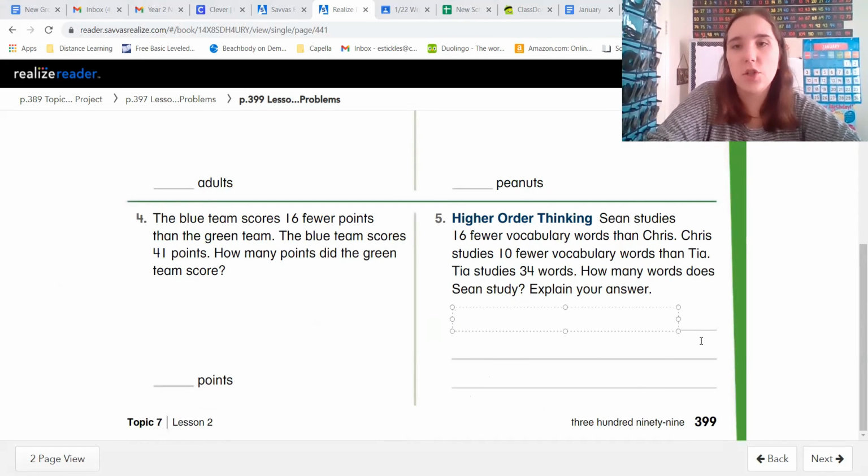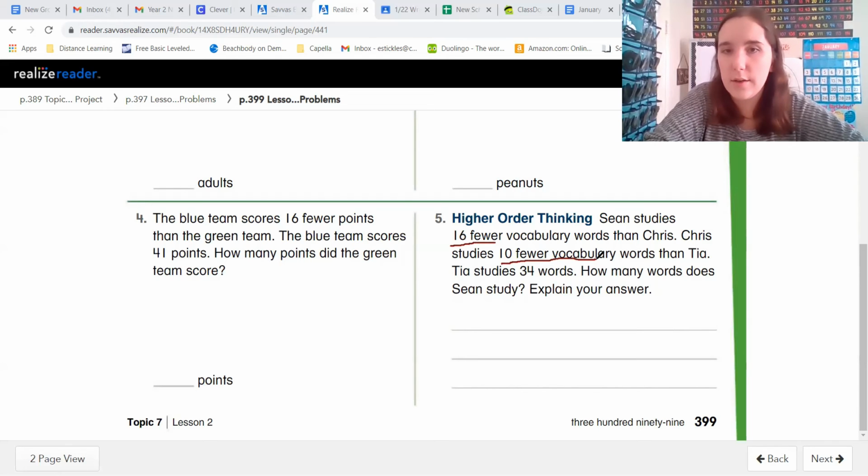Okay, number 5 says Sean studies 16 fewer vocab words than Chris. Okay, so 16 fewer vocab words. Chris studies 10 fewer vocab words than Tia. Tia studies 34 words. How many words does Sean study? Explain your answer.